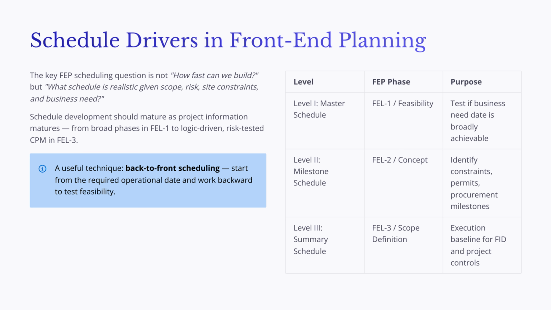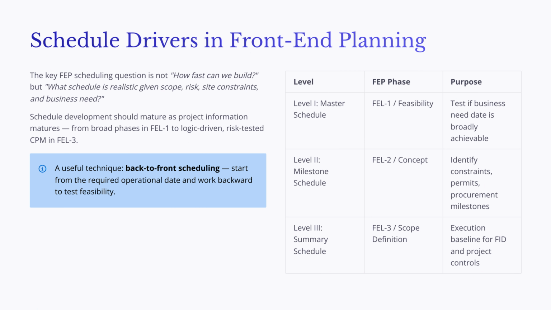During FEL1, the schedule may only show broad phases such as planning, design, procurement, construction, commissioning, and startup. By FEL2, the schedule should identify major milestones, permits, procurement needs, and phase interfaces. By FEL3, the schedule should become more logic-driven, resource-informed, and risk-tested.